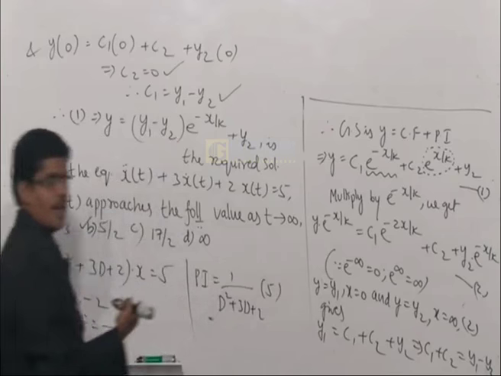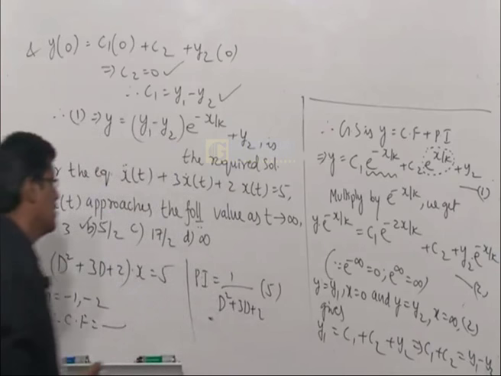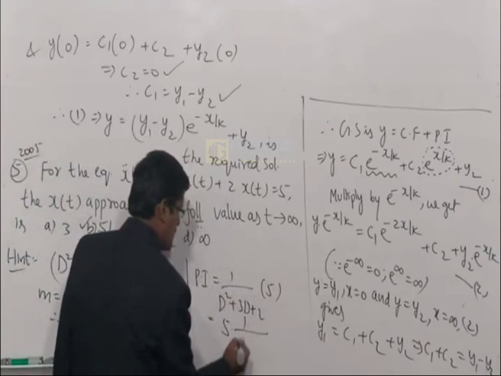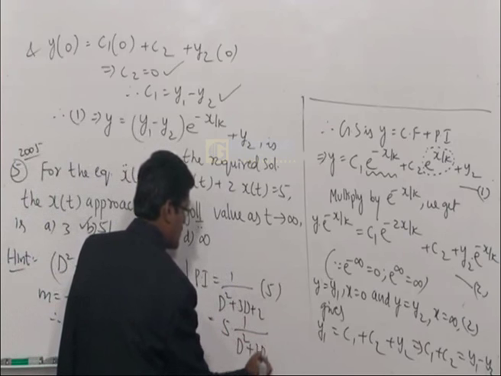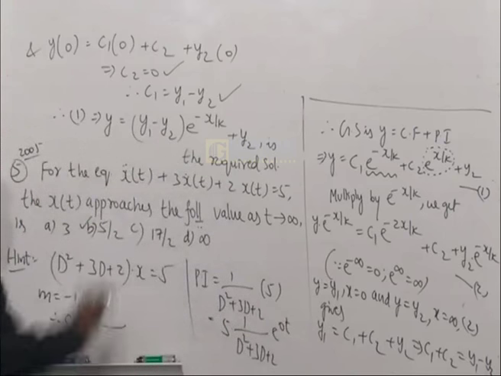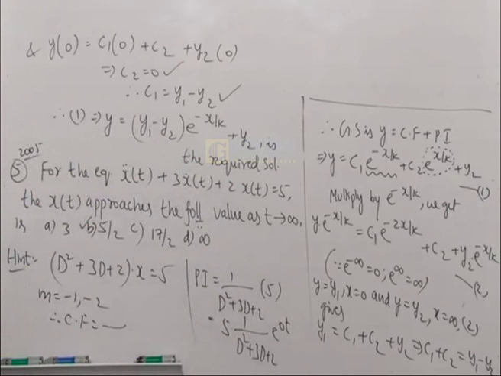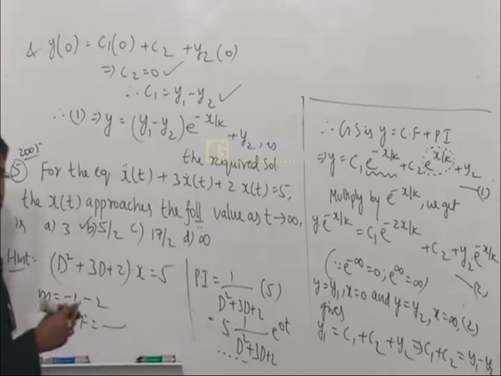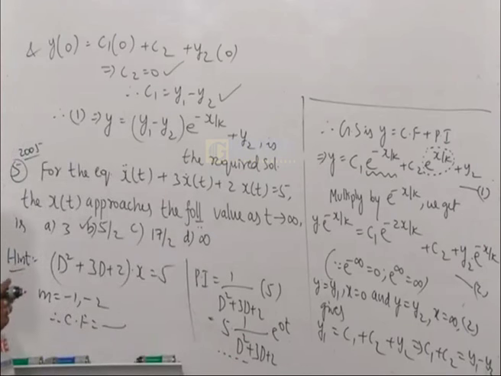Just now in the previous problem I gave minus 5 as a constant. Here 5 is a constant, which can be written by bringing 5 into the operator: 1 over D square plus 3D plus 2, e power 0t, because t is the independent variable. And you know how to apply. Later you simplify, and then finally apply t tends to infinity.